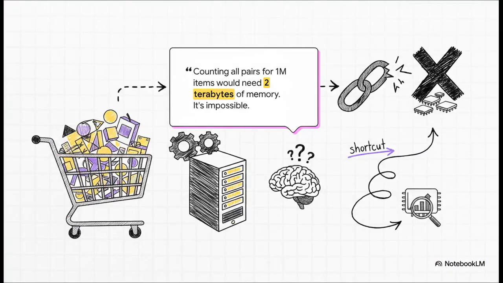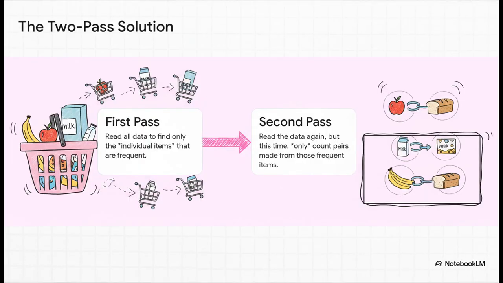I mean, let's just try to grasp the scale of this problem. If a big store has 1 million unique items for sale, the number of possible pairs of items is about 500 billion. Trying to keep a simple counter in memory for every single one of those pairs would require terabytes and terabytes of RAM. It is just computationally impossible. We have to have a shortcut. And that amazing shortcut is the a priori algorithm.